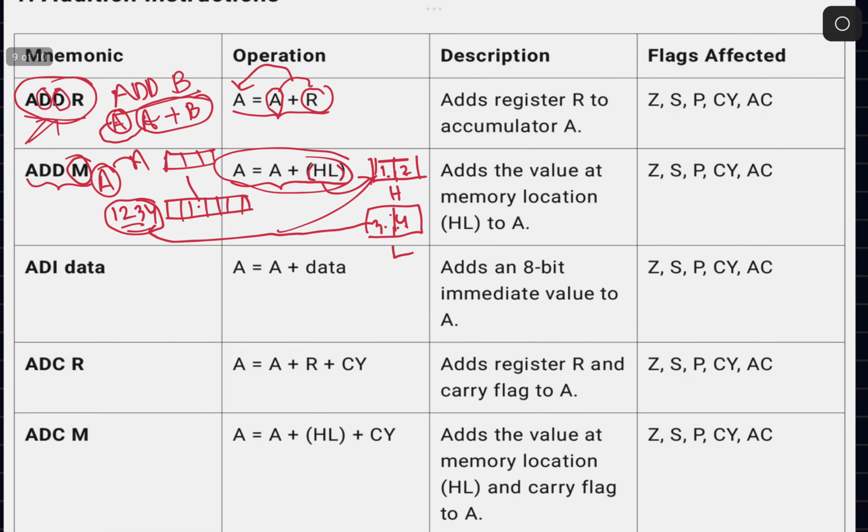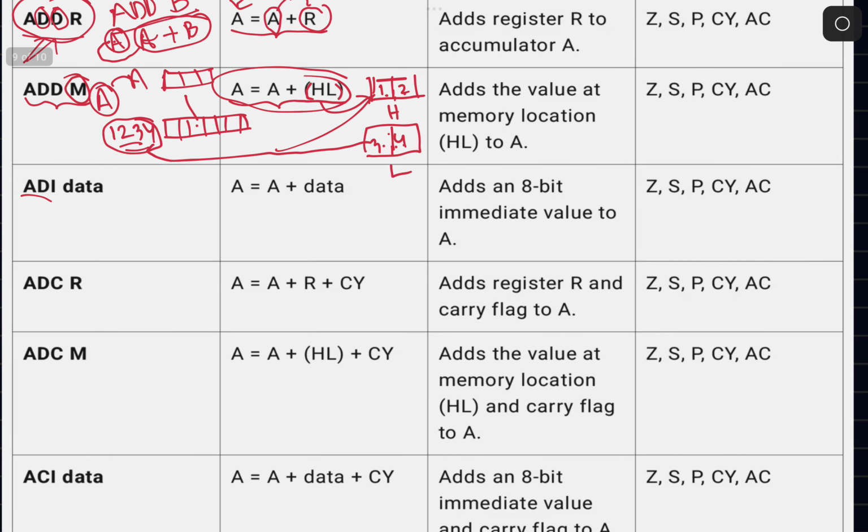So okay, the third instruction is ADI data. If you look at the mnemonic, it has an I. If you have an I in the mnemonic, it means that there's some immediate data involved. Okay, there's some immediate data involved in the instruction.